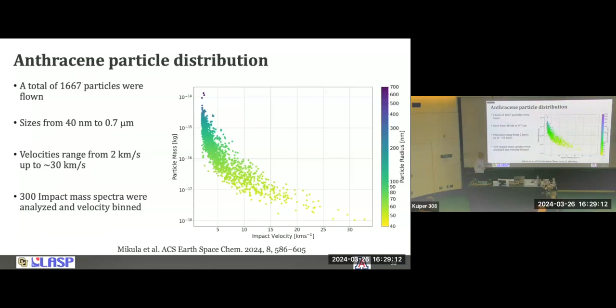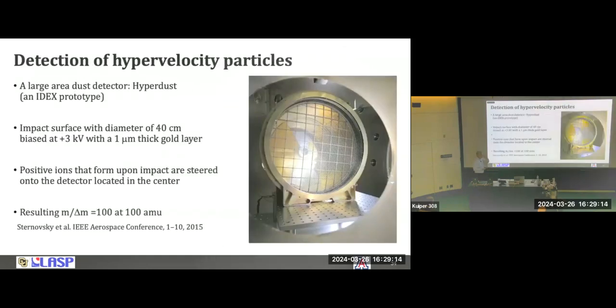Now, of course, to detect your dust particle on a mission, you must have an instrument. And the good thing about working at LASP is that people have been developing dust detectors over the past decades. So we got to use Hyperdust. And Hyperdust was shown over here. Hyperdust is of particular interest because Hyperdust is in fact an IDEX prototype. So IDEX is the Interstellar Dust Explorer that is currently being mounted on the Interstellar Mapping and Acceleration Probe. So it's going to sample from the Lagrange point the interstellar and interplanetary dust particles.